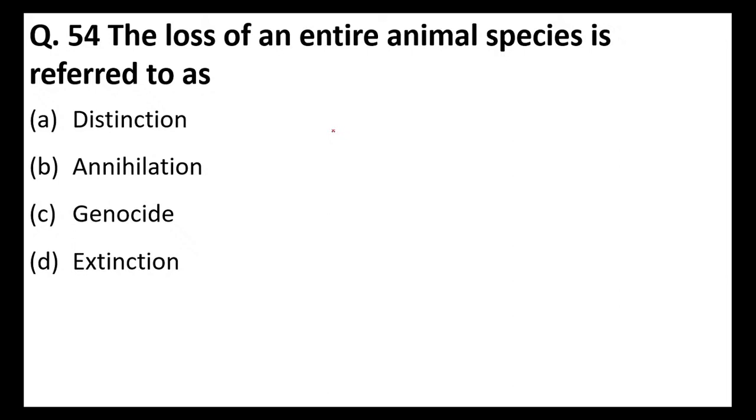The loss of entire animal species is referred to as. The right answer is D, extinction. You might have heard that this animal has become extinct, like we say dinosaurs. We also know the dodo bird, and there are so many other animals that have become extinct. So loss of entire animal species means not even a single one of the species will be present. That is why they are called extinct.